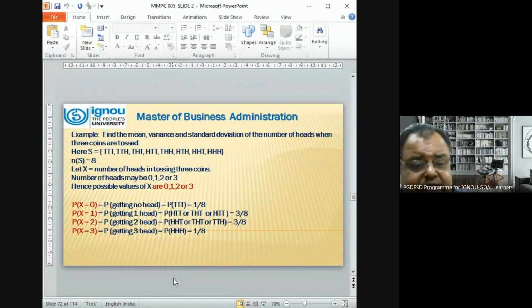X is the number of heads in tossing the coins. When you toss all these coins, what number of heads will there be? No head, 1 head, 2 heads, or all 3 heads. The possible values of X will be 0, 1, 2, 3. When we have to find the probability of X equal to 0, that means no head. No head means all 3 will be tails, so 1 by 8. X equal to 1 is 1 head. See from the sample space how many cases have only 1 head. There are 3 cases where only 1 head is there.